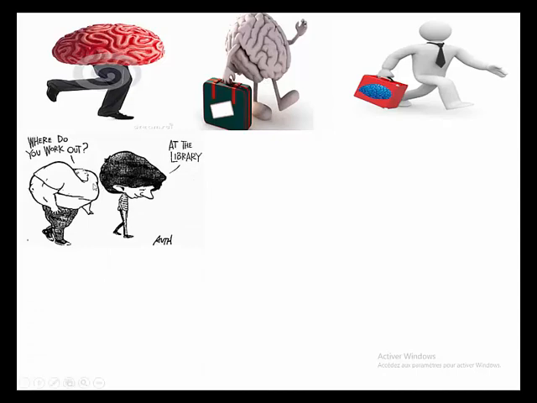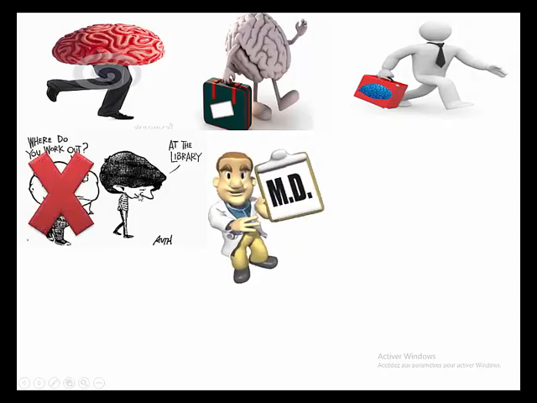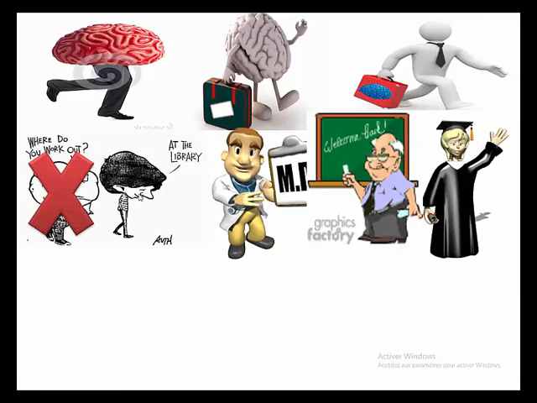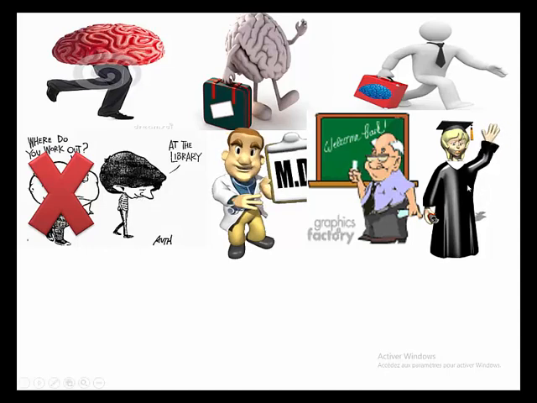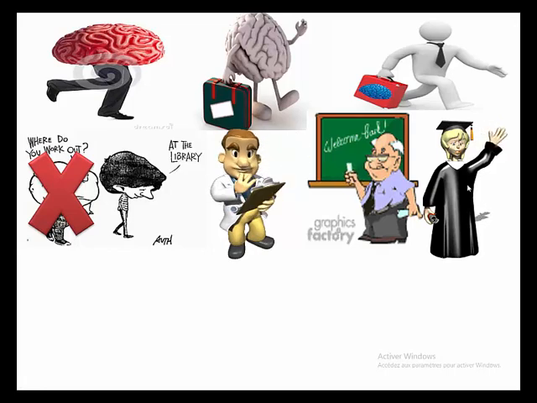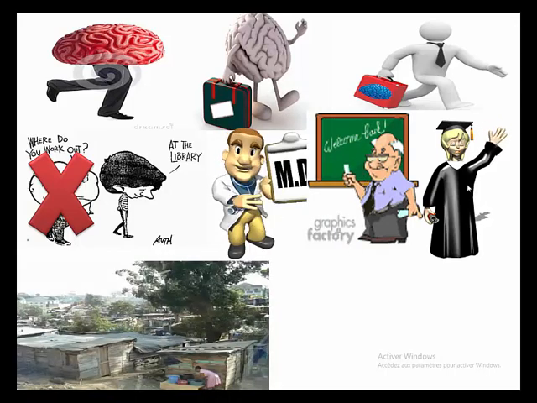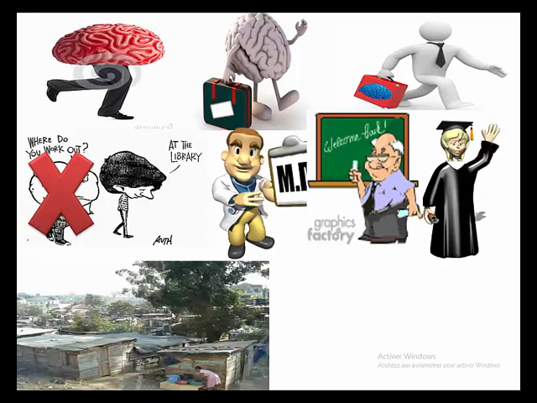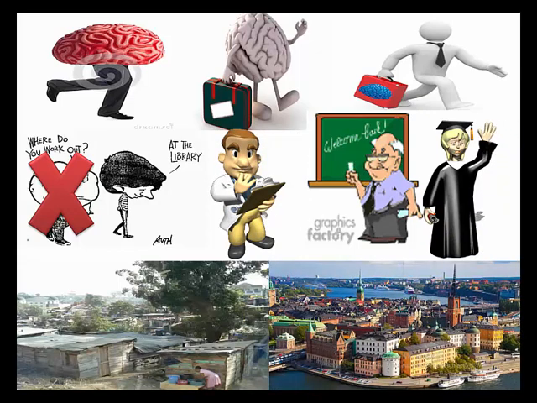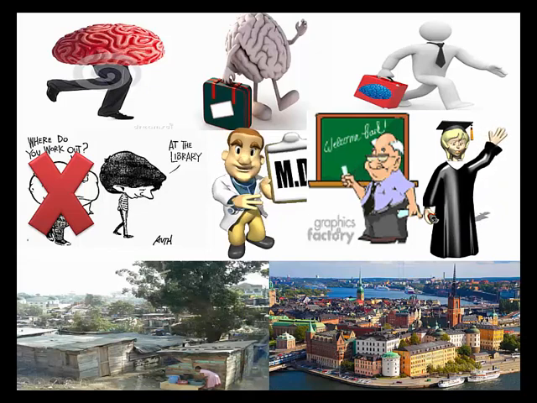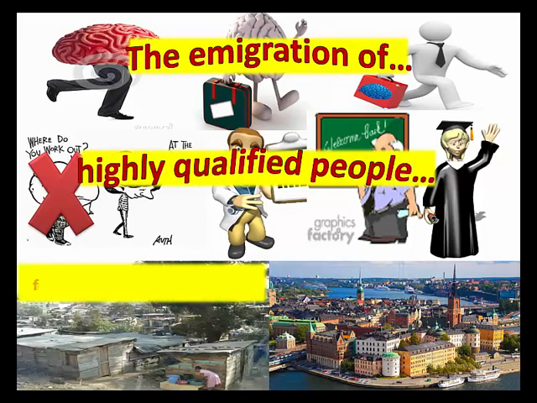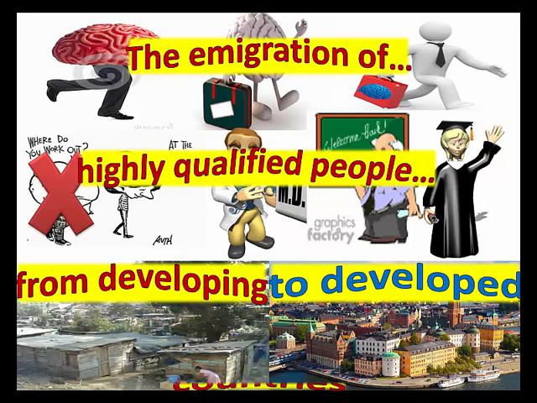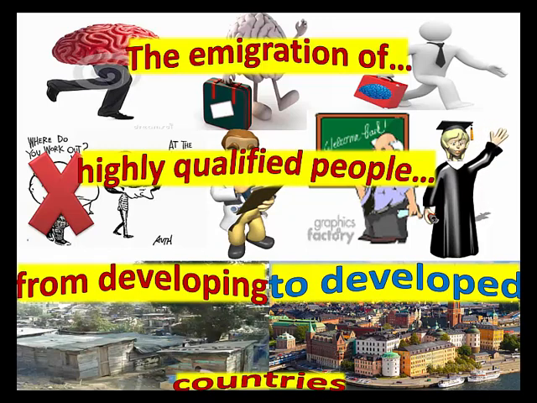So when we talk about brain drain, we don't talk about these people, but we talk about these who are qualified, like teachers, doctors, lawyers and judges, okay? And from which countries to which countries do they move? Yes, they move from, what do we call these? Developing countries to developed countries. Excellent. And these pictures are the definition of brain drain. So brain drain is the immigration of highly qualified people from developing to developed countries.